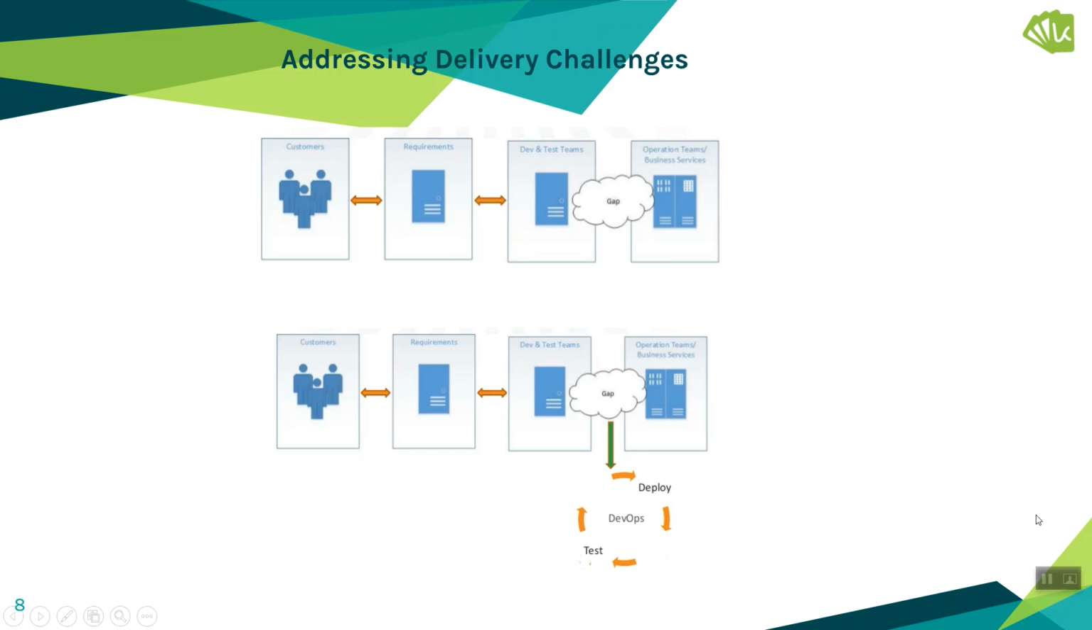So this slide will tell you about the addressing delivery challenges. Here in the second picture you see customer requirements, dev and test teams, and there is a gap which we showcase as test, DevOps and deploy. Once your requirement gathering and the development or designing is done, the next phase is the deployment, where the actual work is done in the application server or your web servers. This circle of test and deploy will happen in your continuous integration and continuous deployment.